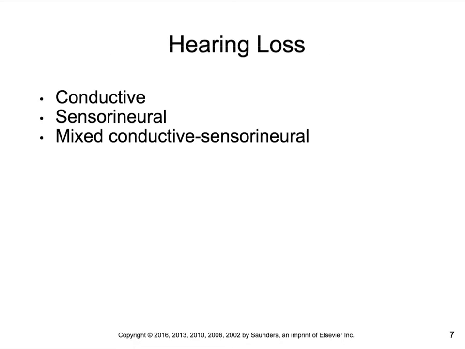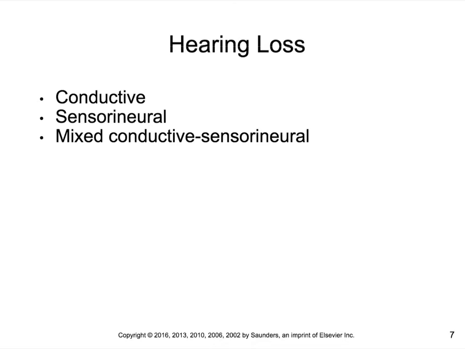Hearing loss can be categorized as conductive or sensorineural. Conductive hearing loss means that there is an obstruction of sound wave transmission, such as a foreign body in the external ear, which could mean a large amount of cerumen or some other thing that's obstructing the sound waves from getting into the inner ear.